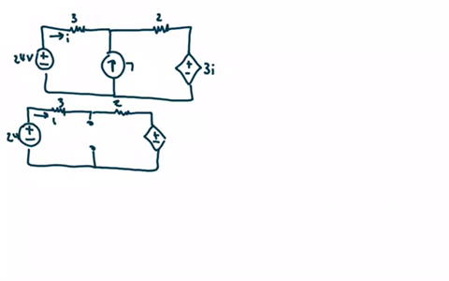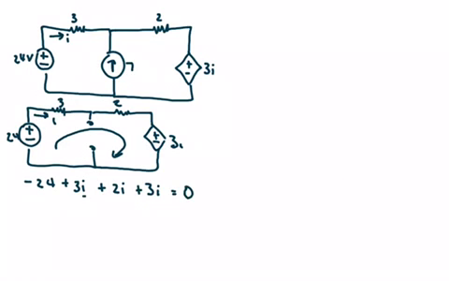And now we will use KVL around this loop here. And so we have minus 24 plus 3I plus 2I plus another 3I, which is the dependent source. Okay, we put together our like terms. And our I here is going to be 3 amps. Now mind you, that's I prime since it's only due to one of our sources.